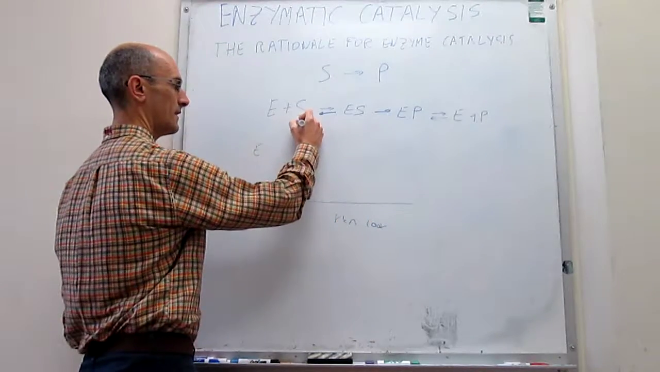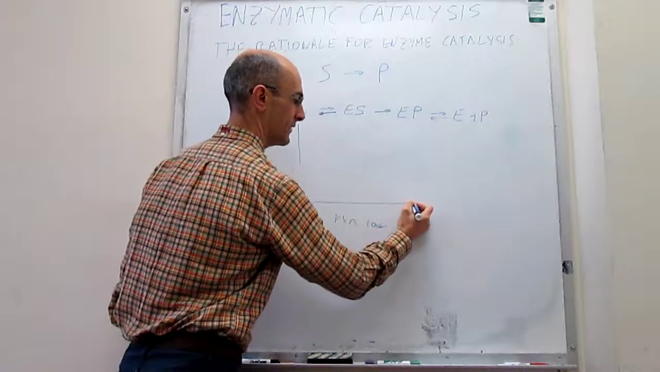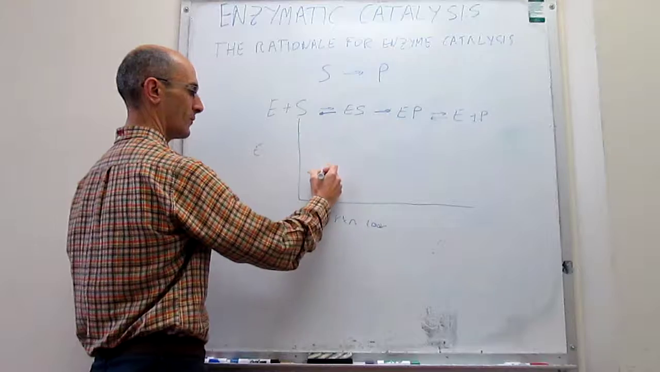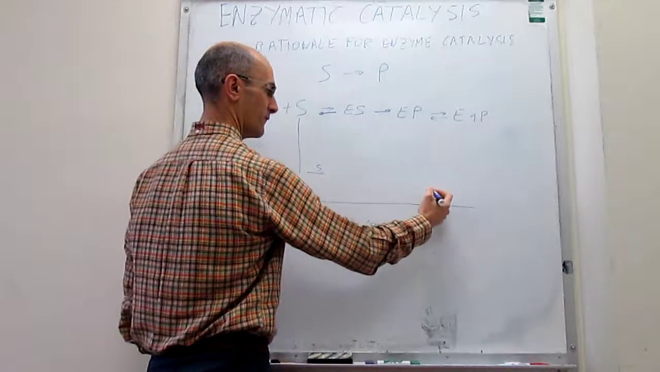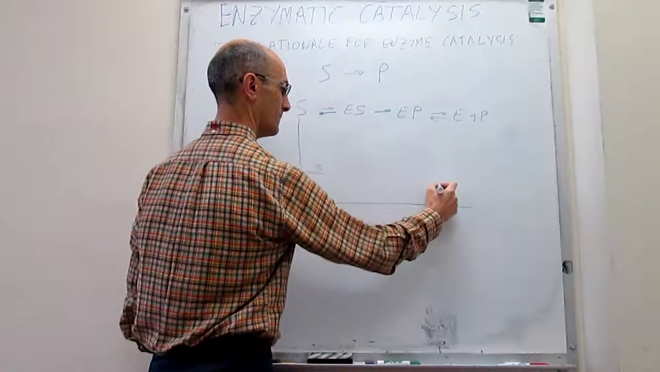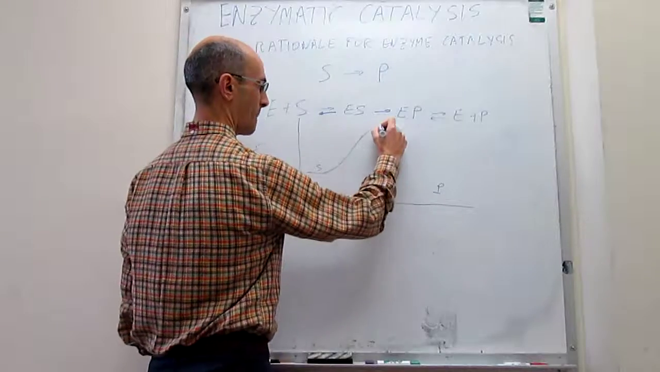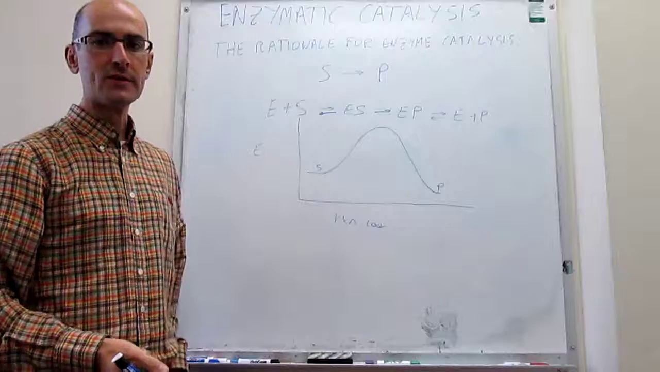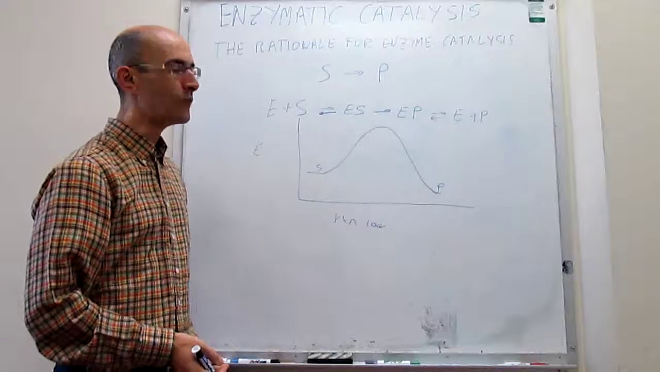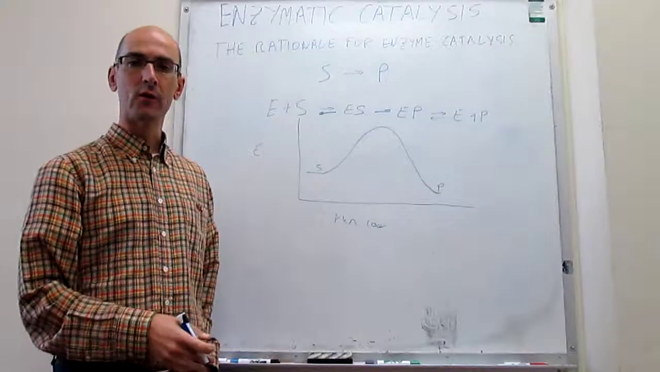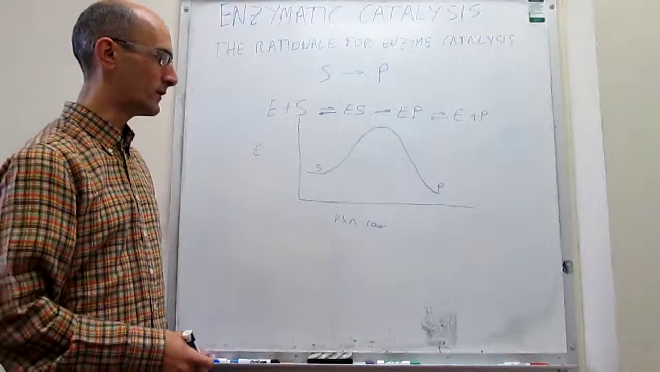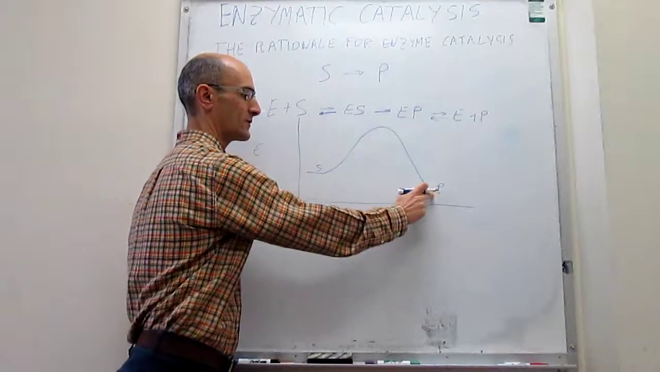And the idea is that in the absence of the enzyme, the reaction would have a very high barrier. That would be your substrate to give products. This reaction is going to have a barrier which is very high, and that means, according to transition state theory, that the rate constant should be very low, and therefore the rate for the reaction is also going to be quite low. The reaction will be very, very slow.